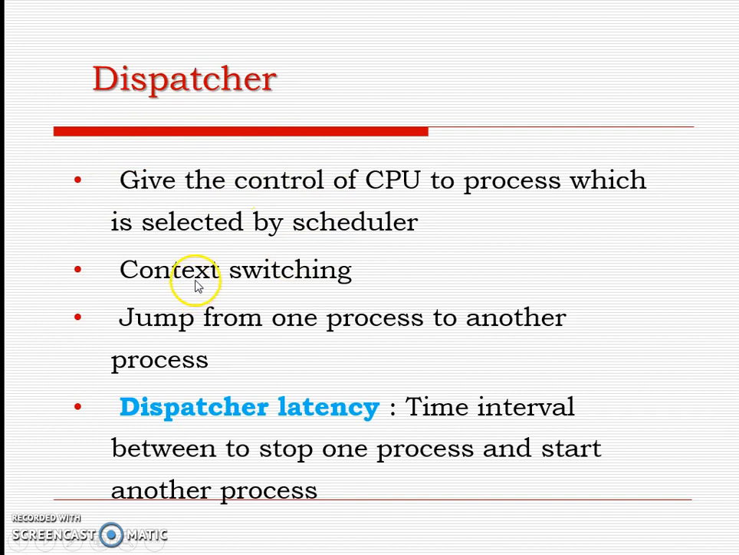Another important task of the dispatcher is context switching, meaning switching from one process execution to another process execution. For switching, whatever is required is arranged by the dispatcher. Another one is jumping from one process to another process. Whatever return address you need to handle, that is handled by the dispatcher.